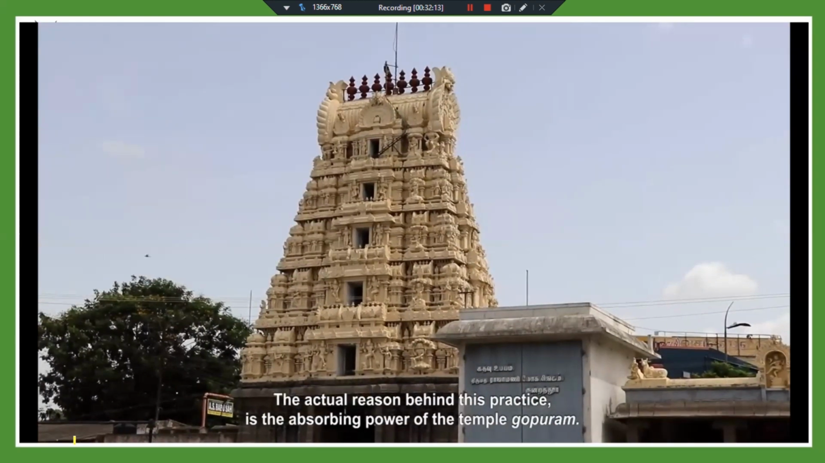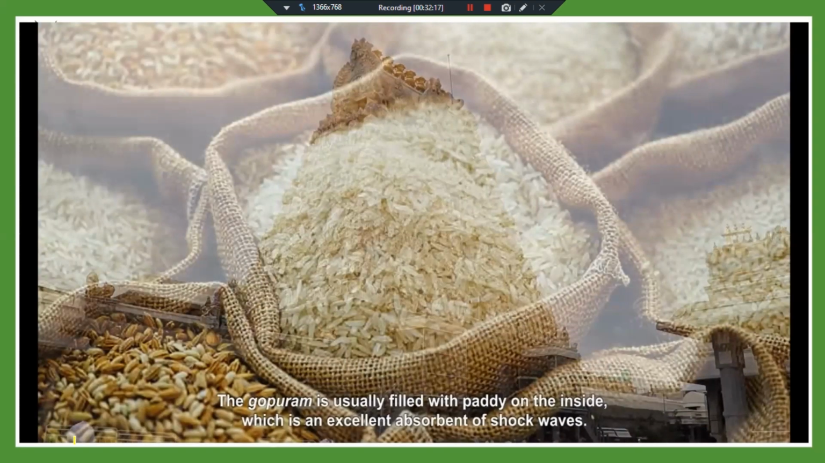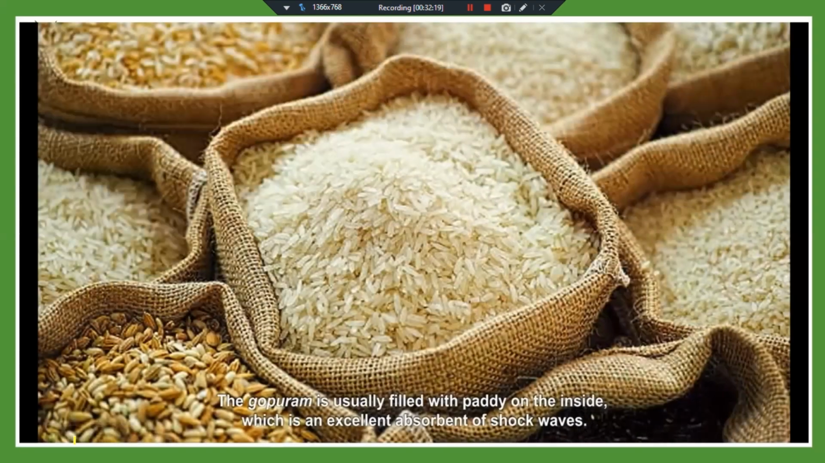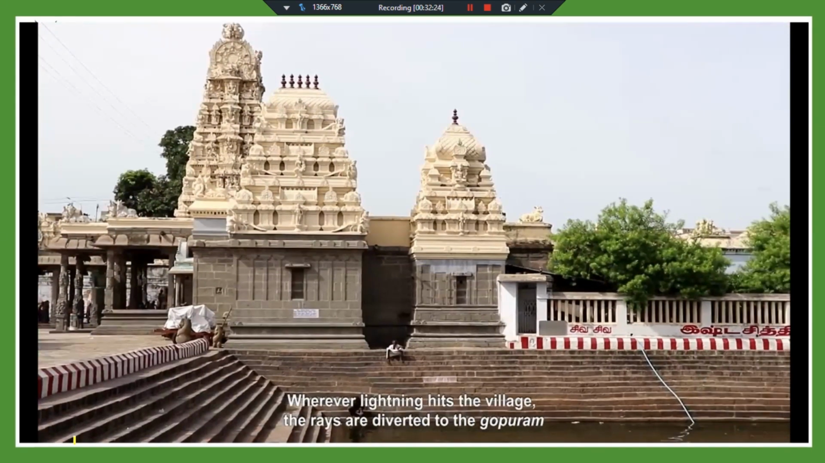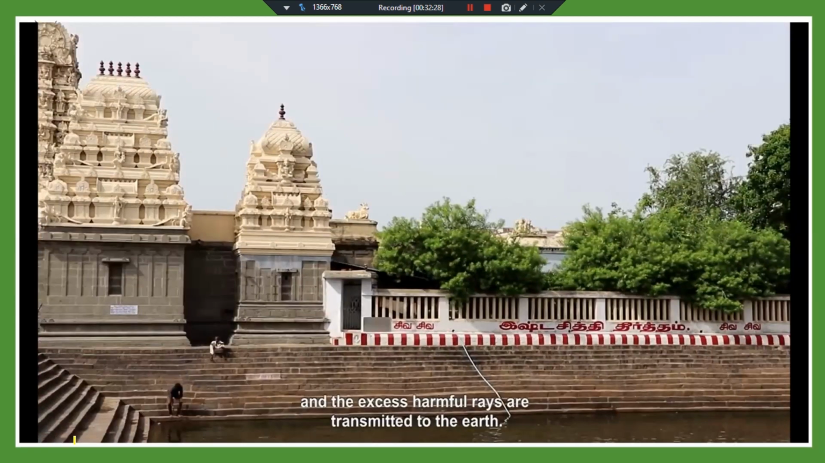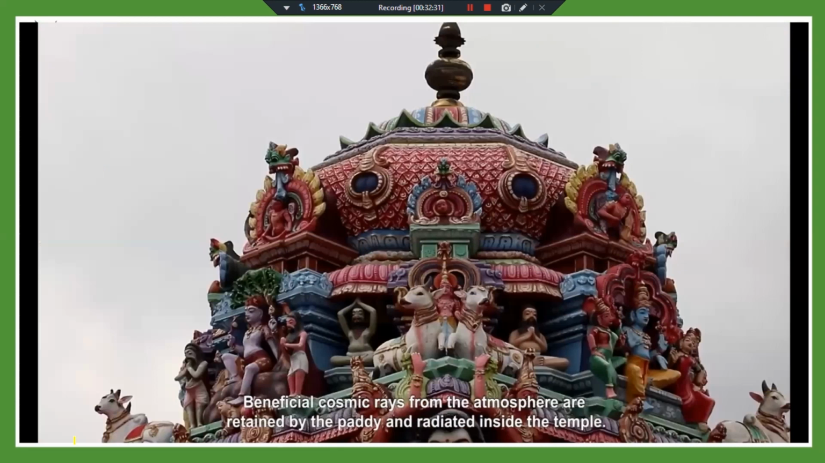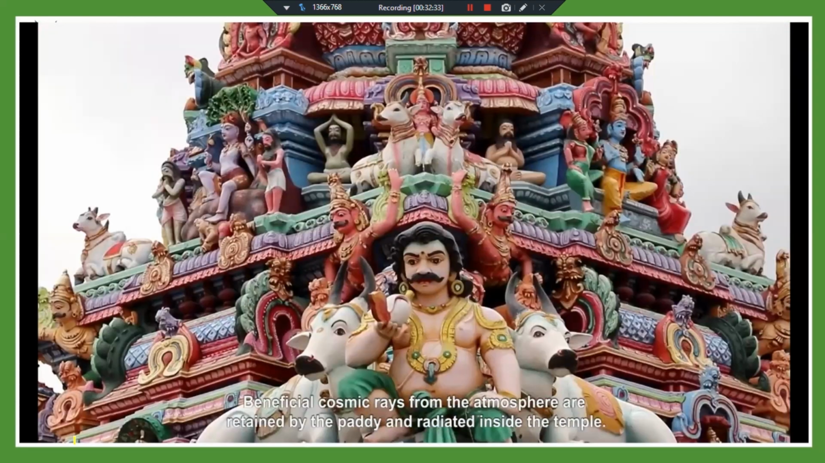The gopuram is usually filled with paddy on the inside, which is an excellent absorbent of shock waves. Wherever lightning hits the village, the rays are diverted to the gopuram and the excess harmful rays are transmitted to the earth. Beneficial cosmic rays from the atmosphere are retained by the paddy and radiated inside the temple.